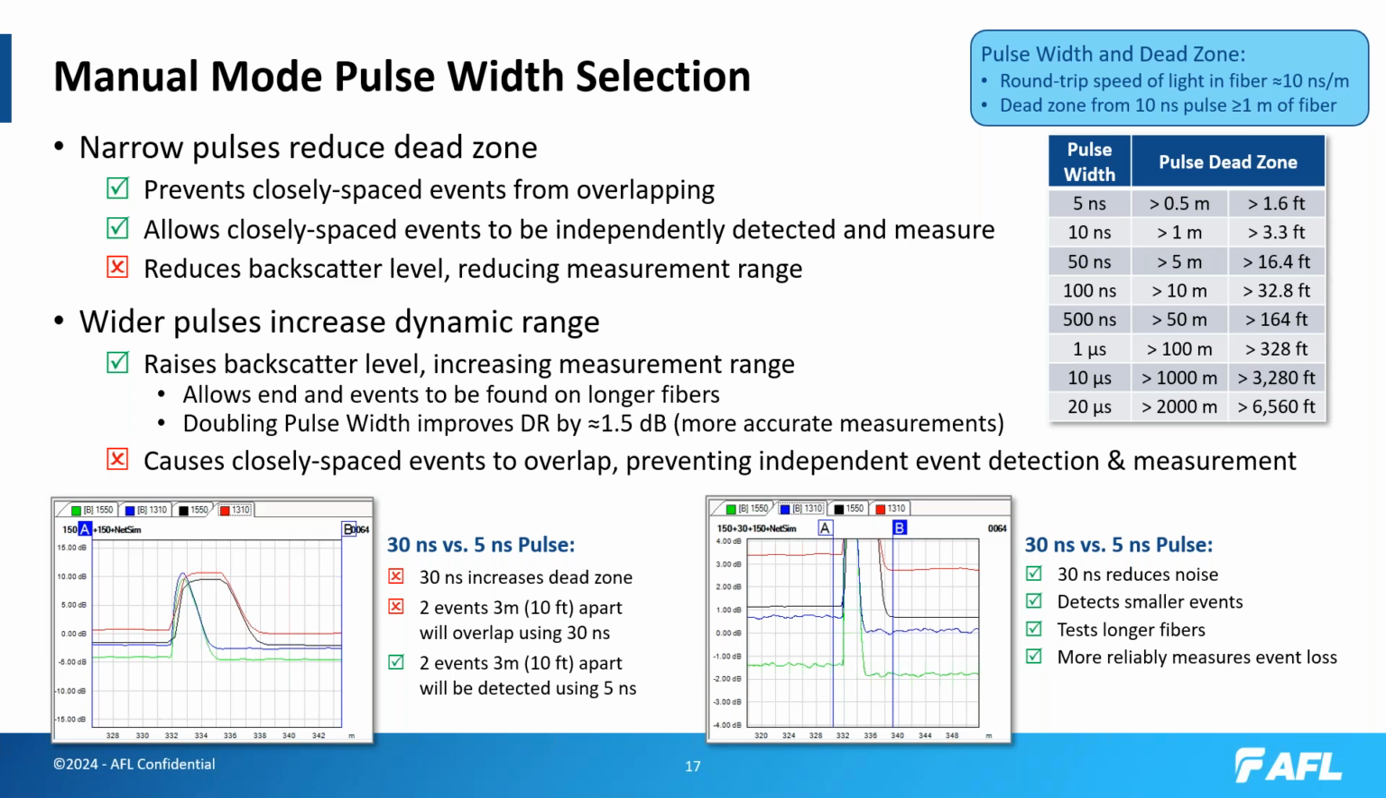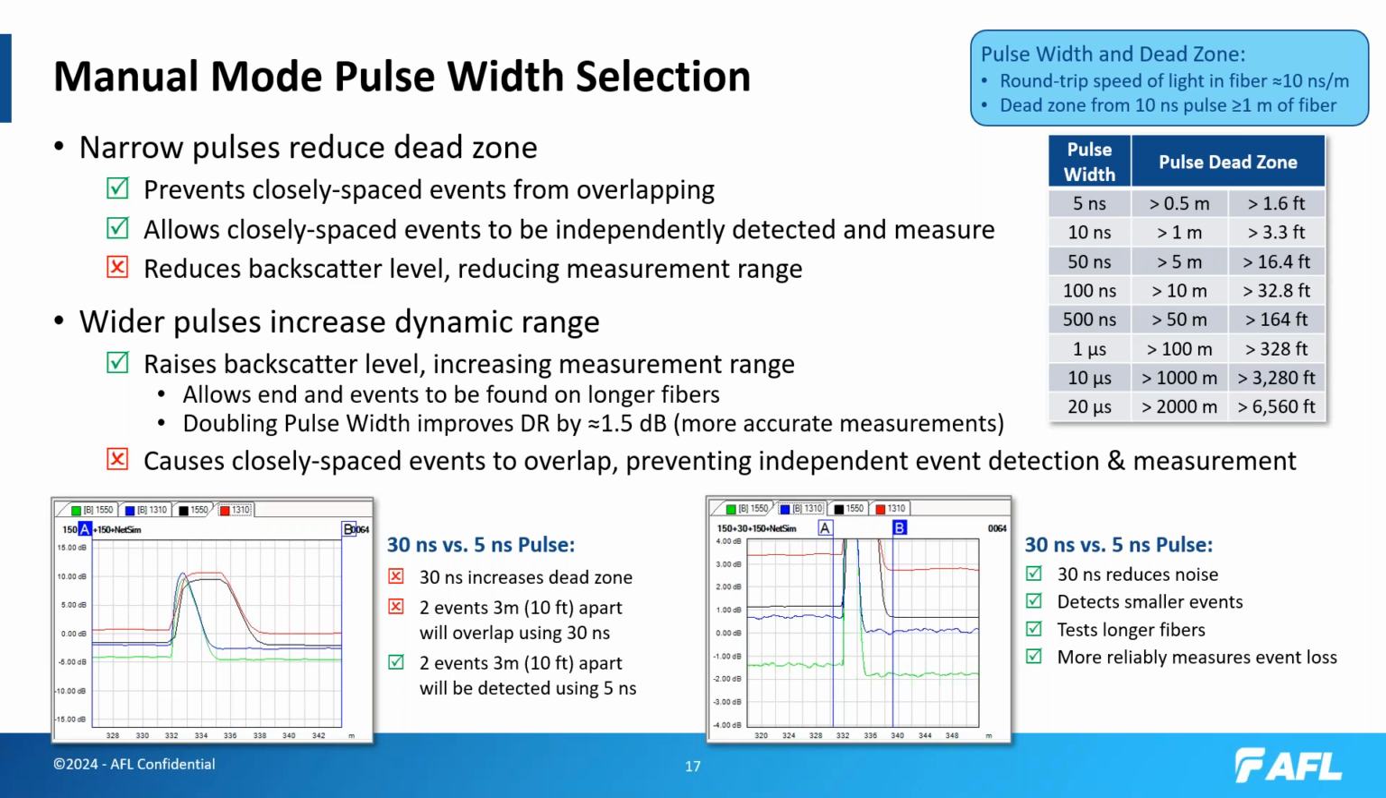Wider pulses do increase dynamic range. They raise the backscatter level and pull it further out of the noise. And that's what allows us to find the events in the end on longer fibers. If you double the pulse width, that will improve your dynamic range by approximately 1.5 dB. That also allows you to generally make more accurate loss measurements on splices and connectors.